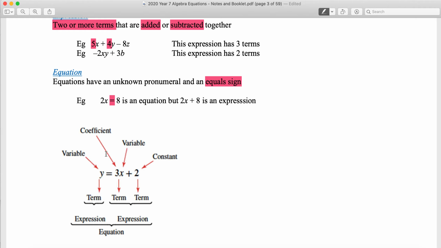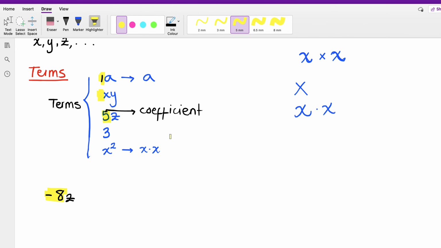Wonderful. In this term, I have a coefficient that is 3 and the variable that is x. And the last term is a constant. We haven't looked at this one, constant. Why is that a constant? Because it's not changing, because it will always be 2, because it doesn't have a variable, it doesn't have a pronumeral next to it. So when we were talking just here about terms and we gave all these examples, we can include something in our notes here, and that is that this one is a constant. Why is it a constant? Because it doesn't change.